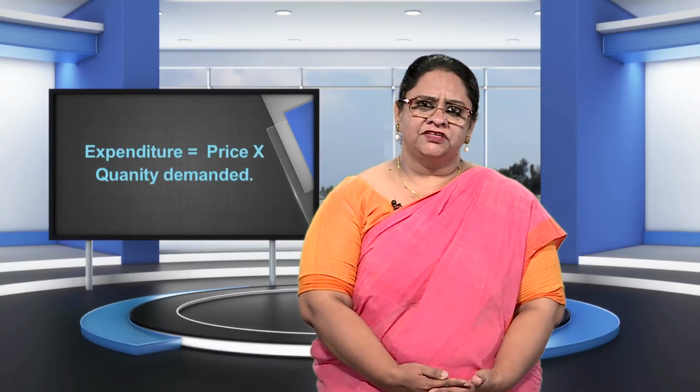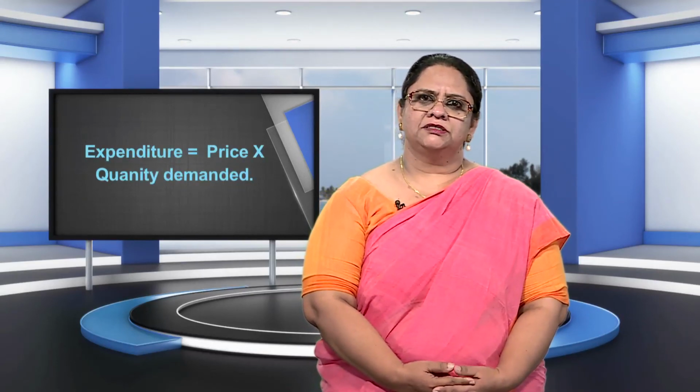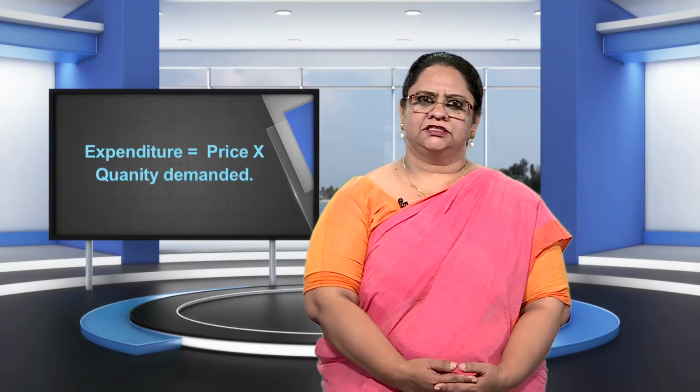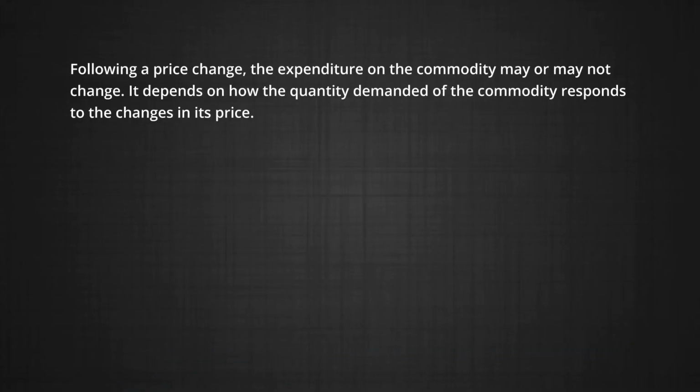In general, the expenditure on a commodity depends on the price of the commodity and the quantity demanded. So, as we've just mentioned, expenditure equals price into quantity demanded. Following a price change, the expenditure on a commodity may actually go up or go down or may not change at all. This depends on how the quantity demanded responds to changes in price. In other words, it depends on the elasticity of demand.